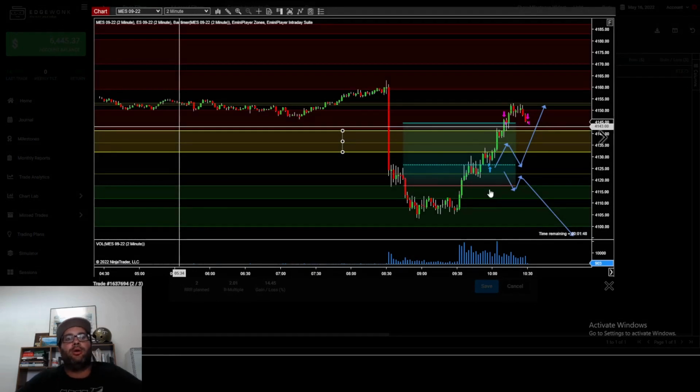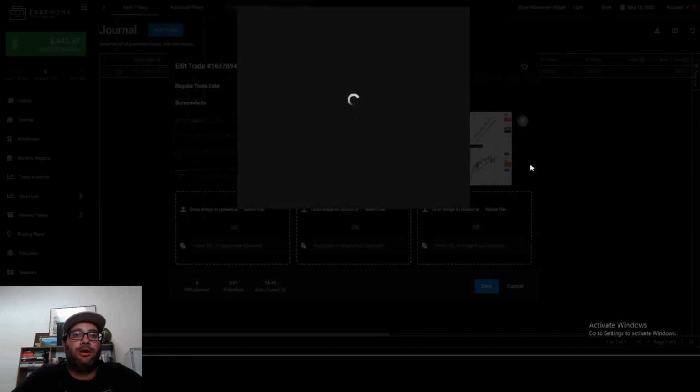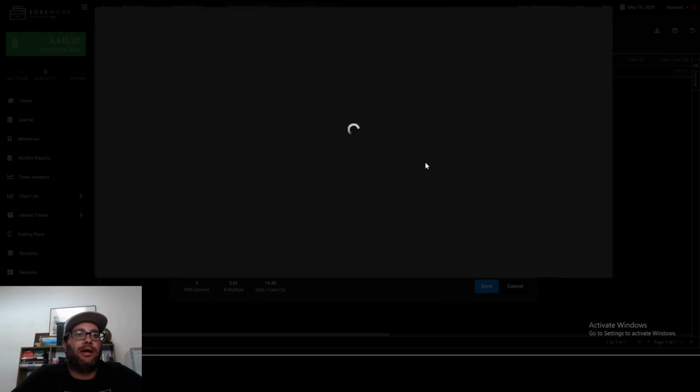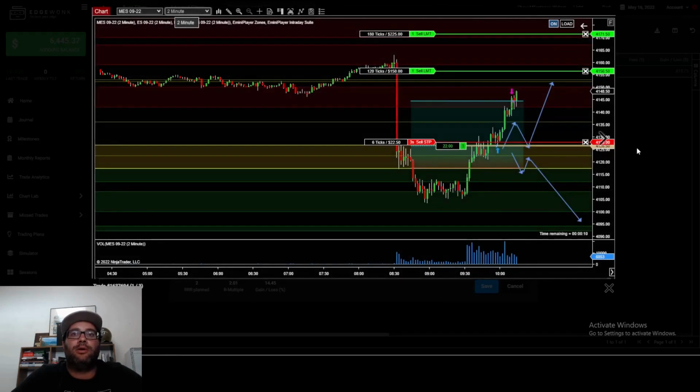I said in the pre-market, I didn't necessarily have a bias. We were going to have to read the market pretty well in real time. And as you can see here, I had two scenarios set up. This one to the long side is the one that ended up playing out, and I took the trade, and it worked out. So nice way to end the week.